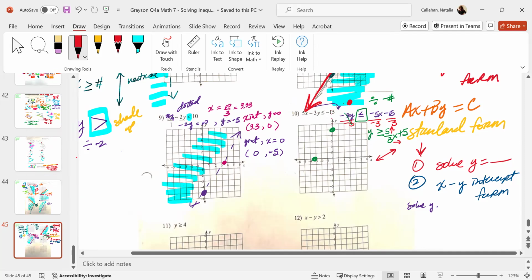Solid or dotted? There's an equal sign. Right or up or down? Where do you shade? No, it's greater than or equal to because you switched it. You changed it. Do you see that? This determines whether you shade up or down. Do you see that? So you shade up. Solid. And you shade up like this.